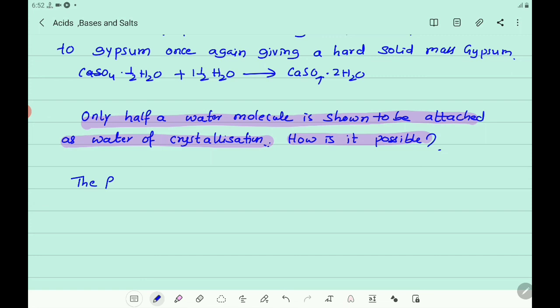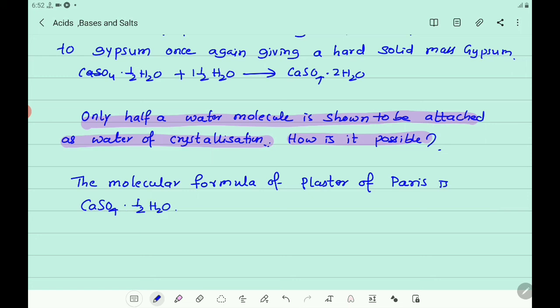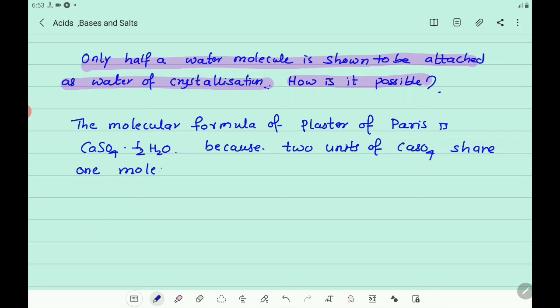The molecular formula or chemical formula of plaster of Paris is CaSO4 half H2O, because two formula units of CaSO4, that means two molecules of plaster of Paris, two molecules of CaSO4, share one molecule of water.